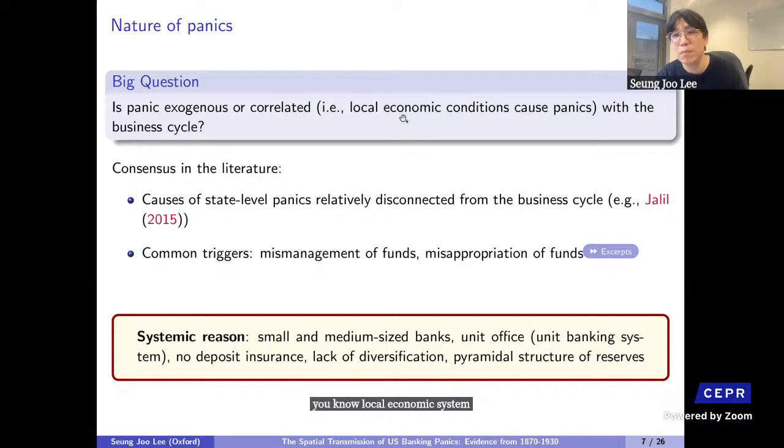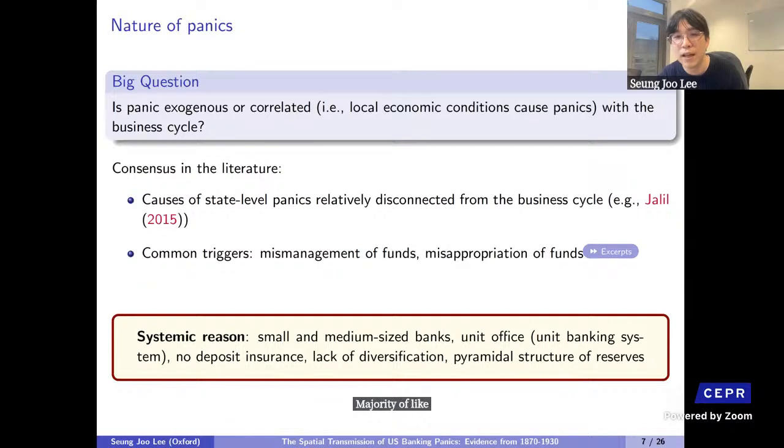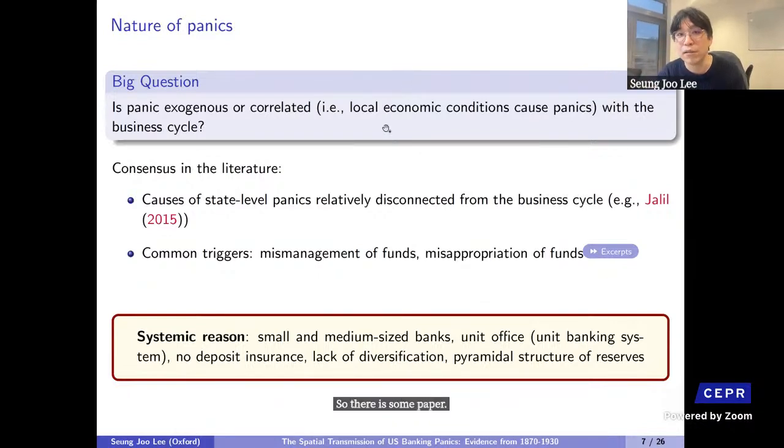And there's some literature on this. Some papers look at individual banks and say that bank fundamentals could explain the majority of panics, the majority of runs on individual banks. And some papers say it's actually not about fundamentals, it's about a liquidity story, a Diamond-Dybvig style. So there's some recent paper that looks at individual bank series and says that fundamentals actually play a major role in driving bank runs.